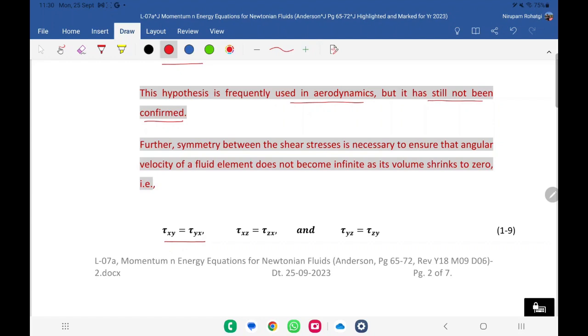All these shear stresses come in pairs and they are equal and opposite to each other. The reason is that there is a more fundamental law here, that this symmetry between shear stresses is necessary to ensure that the angular velocity of the fluid element does not become infinite as its volume shrinks to zero. If it is not so, then if you reduce the size of the cell, there will be a difference between the two forces and it will lead to infinite angular velocity, which is not possible. So from that we conclude that these three are the same. So what we have done, using 6 equations you have replaced all the 9.